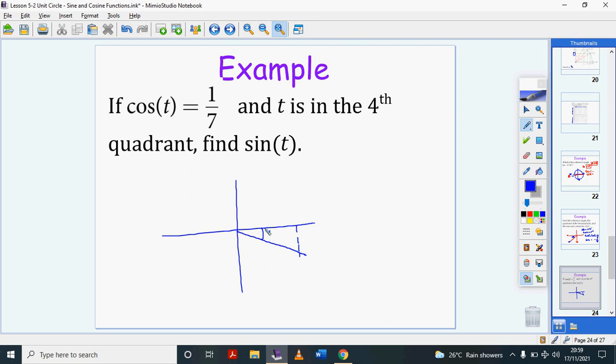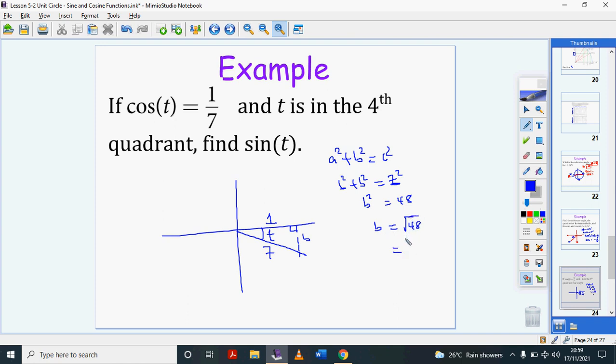If this is my angle t here, if the cosine is 1/7, then that means the adjacent is 1 and the hypotenuse is 7. So I just need to find the opposite. I know a squared plus b squared is equal to c squared, where b is my opposite. A is 1 squared. I need the opposite is equal to 7 squared. So b squared is equal to 48, because this is 49 minus 1, which is 48. That means the opposite is square root of 48, and you can simplify this.